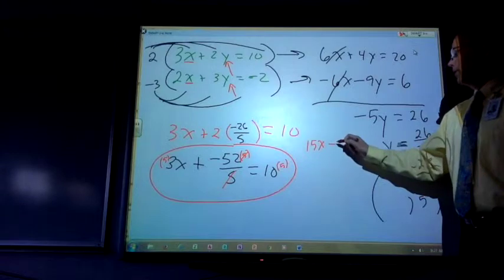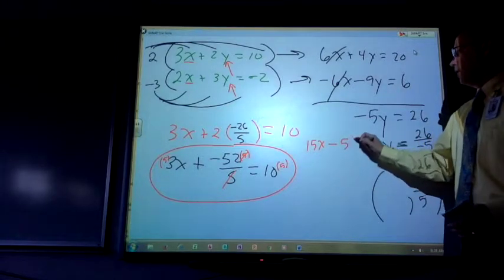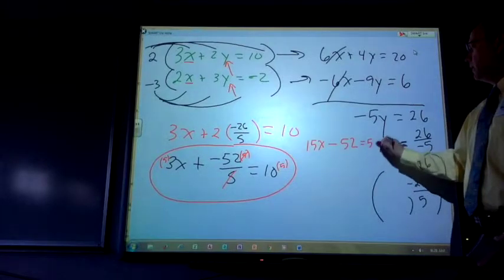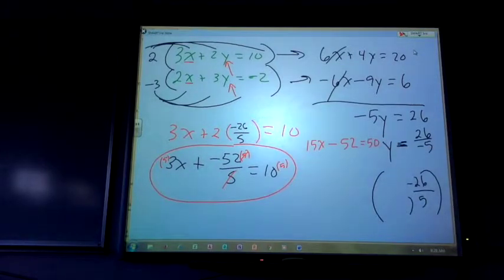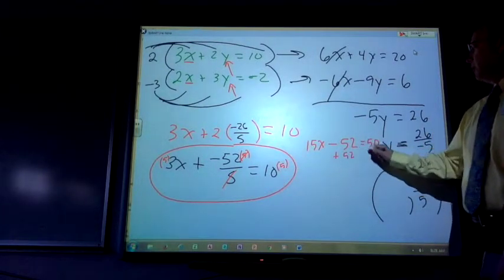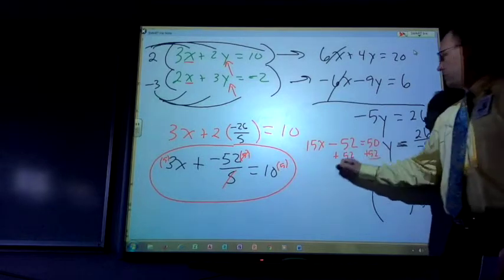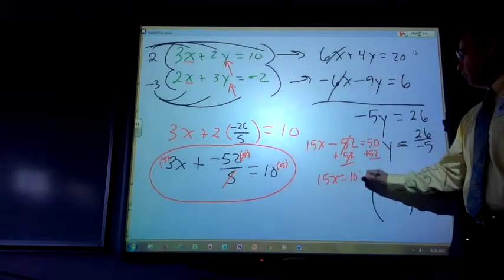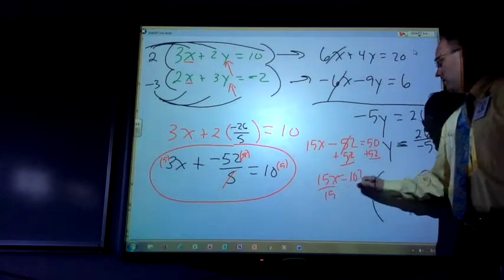Negative 52, or plus negative, or just negative. It's your choice how you want to write it. And then what does this one become? 50. Dude, I don't have to worry about a fraction right now. That's a cool skill. Okay? So add 52 to both sides. That cancels, so I get 15x is equal to 102. Divide each side by 15.